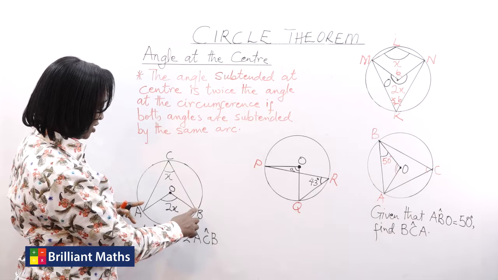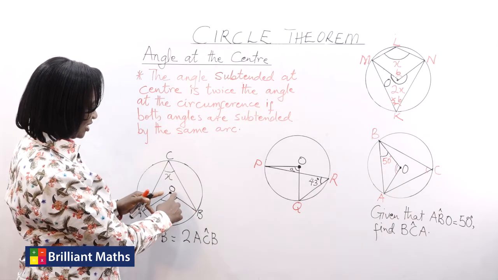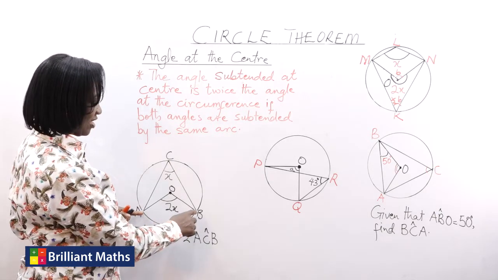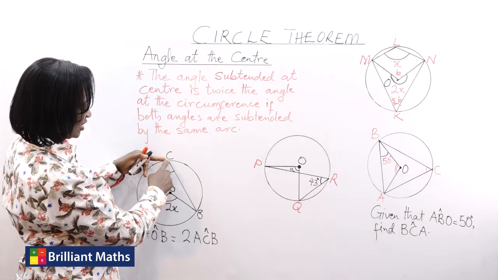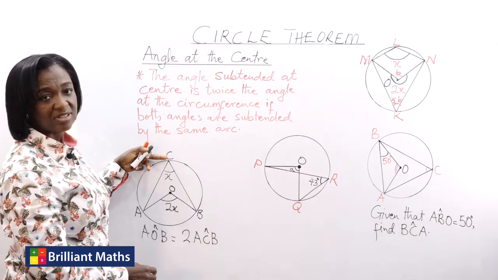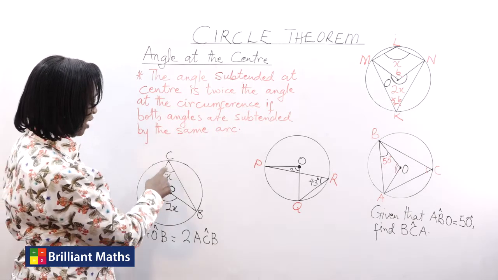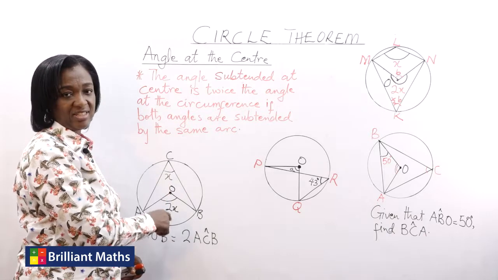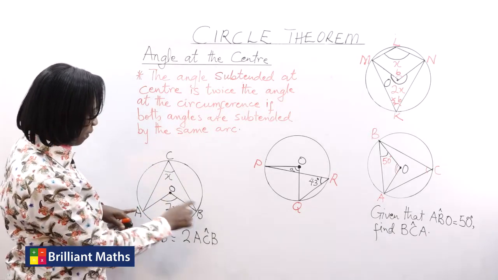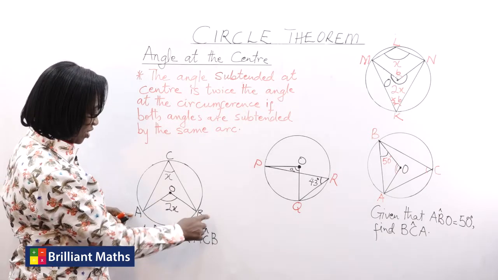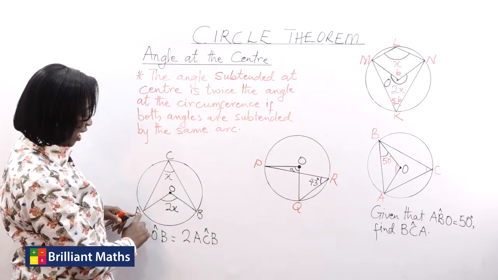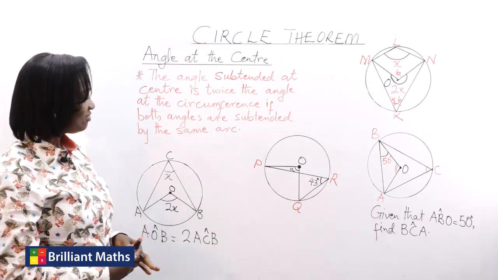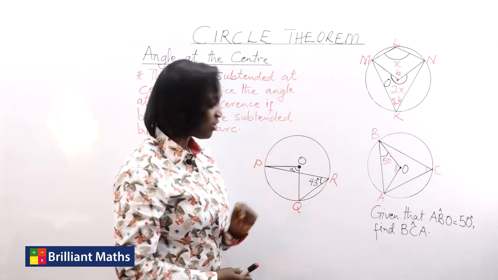So arc AB subtends 2x at the center O, and arc AB subtends the angle x at the circumference. So the angle at the circumference is x, and then the angle at the center is twice x, which is 2x. So AOB is equal to 2ACB. Very easy. Then we look at the next diagram we have here.